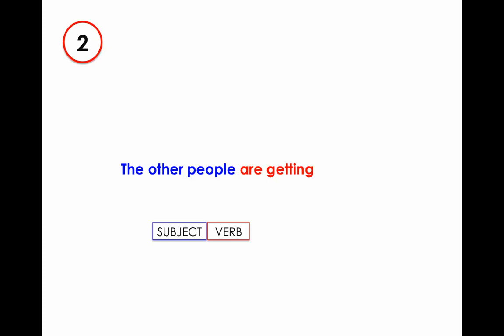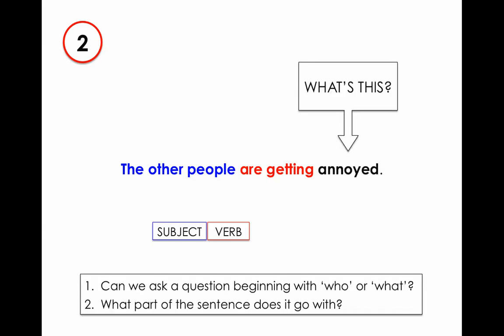Okay, now let's say I ask a question like this. What are the other people getting? Now think back to the video, think back to the scene we saw, and try and imagine what the answer is going to be, because I think the sentence will be a bit surprising. What are the other people getting? Annoyed.